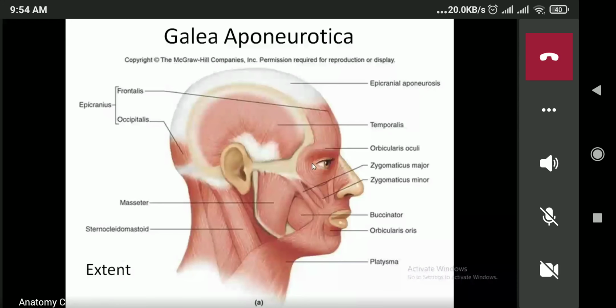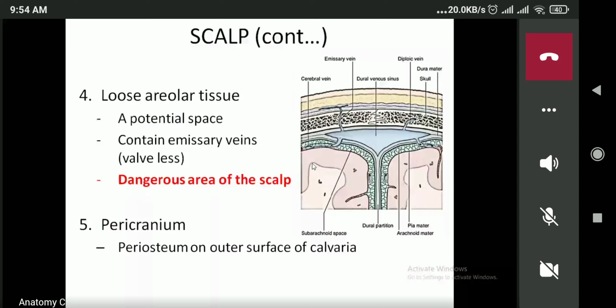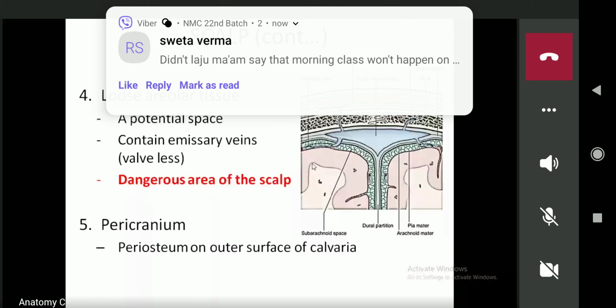Then the fourth layer of scalp is the loose areolar tissue. Okay, the fourth layer is the loose areolar tissue, and this loose areolar tissue is actually a potential space that contains emissary veins. Okay, as it contains this loose areolar tissue, it is considered a potential space. It is a very narrow space, and this fourth layer consists of emissary veins.